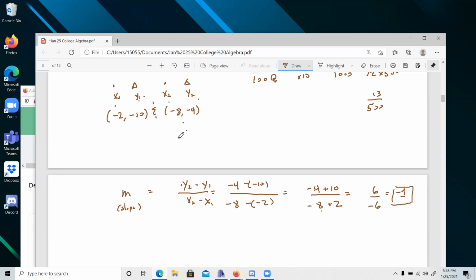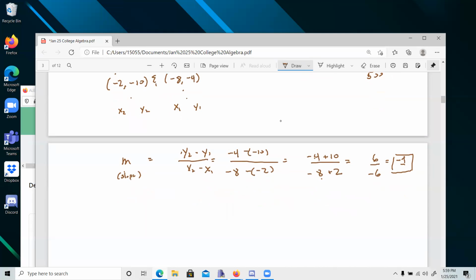What if we did it the other way around? Right? What if I accidentally called this point 2 and this point 1? All right. Well, then we would do this, right? It's your choice as to which one you want to go with here. But y2 says -10, right? Minus a -4. And then x2 is -2. And then we have minus a -8.